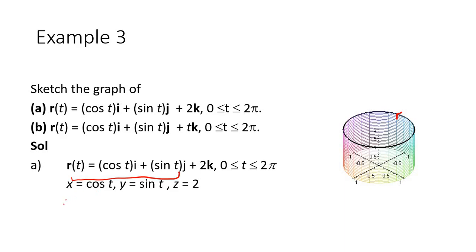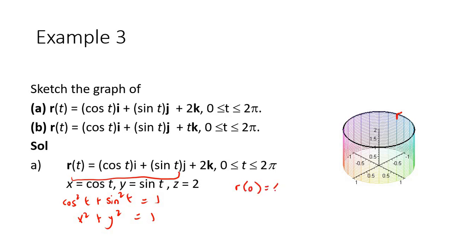From here, when you square, cos squared t plus sin squared t equal to 1. Cos squared t is your x squared, sin squared t is y squared, so x squared plus y squared equals 1. So components i and j tell you it is a circle centered at the origin with radius 1 unit, but because it is in 3D and here z equals 2, this circle is moved up to the z equal to 2 position.